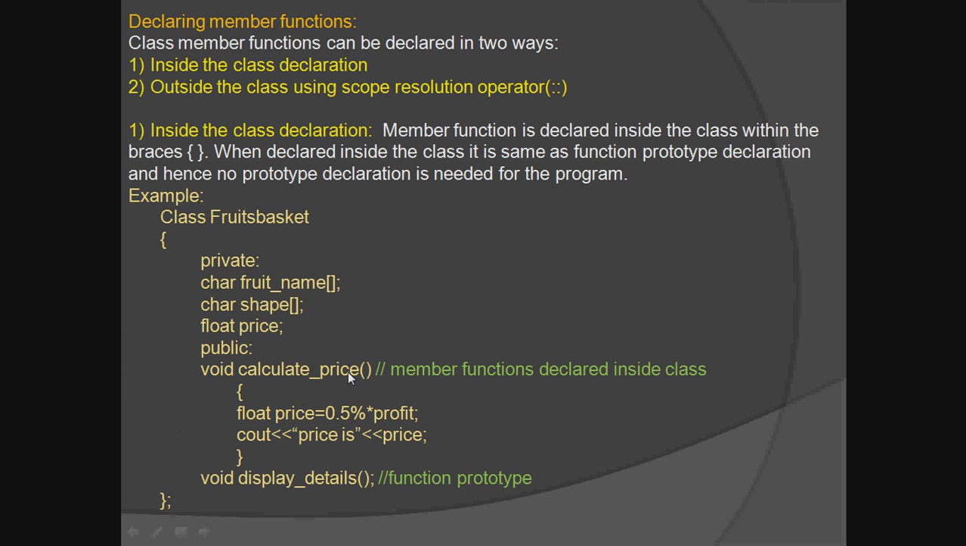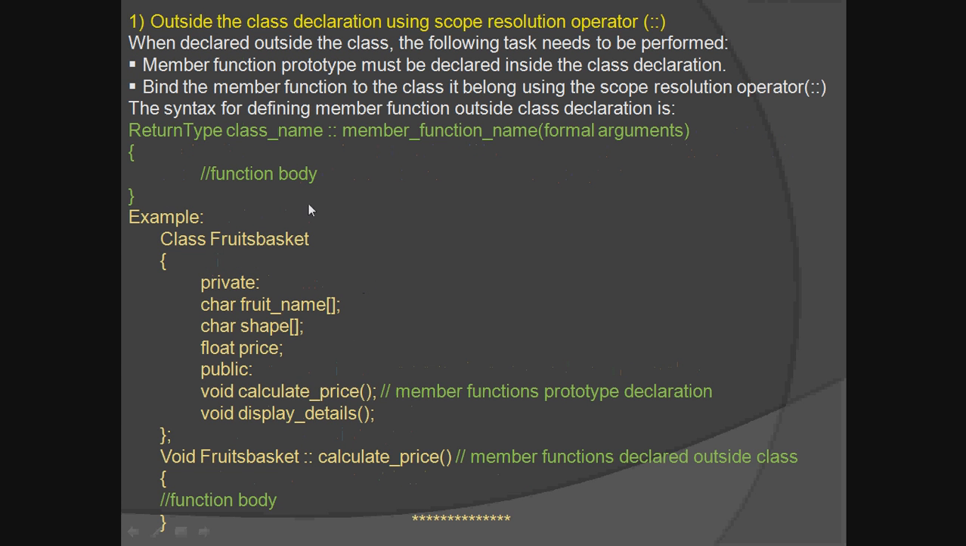When you are defining the function inside the class, there is no need for this function prototype declaration, all right? So this is actually the function definition. You are declaring it and also defining it inside the function body inside the class declaration. So this is one way of declaring the member function inside the class declaration, or the class definition. And the other way is outside the class declaration using the scope resolution operator.